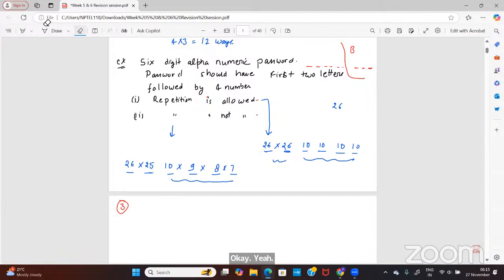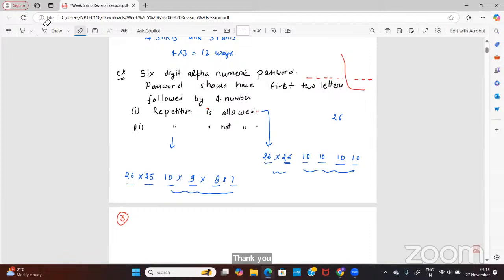Ma'am, in this session, will we discuss PYQ? No, it's not a PYQ session, it's just a revision session. We discuss all the topics for weeks 5 and 6.